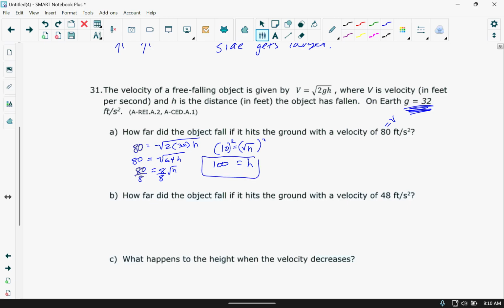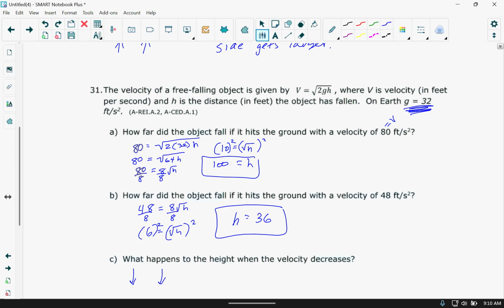How far did the object fall to the ground if its velocity is 48 feet squared? Same problem, you just put 48 on this side. So 8 square root h, divide by 8, divide by 8, square root of h is equal to 6, and then we raise it to the second power, so h is equal to 36. What happens to the height when the velocity decreases? So again, a lot of these things are direct correlations. So as velocity decreases, the height decreases.